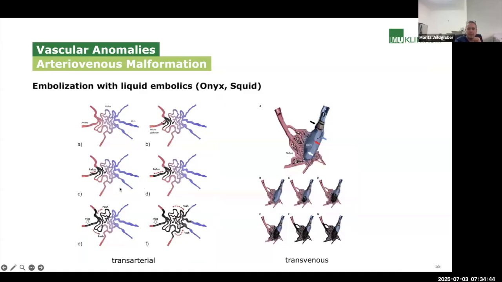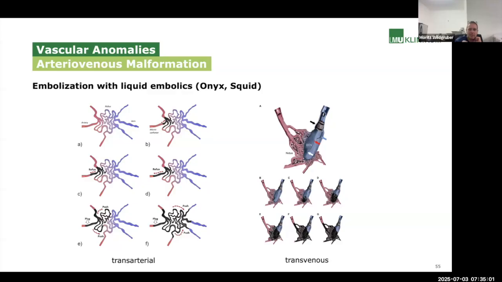This is the way the liquid embolic works. Showing this on the table does not make sense. You really have to experience that by doing it yourself. And I know we have plenty of chances to practice that here.